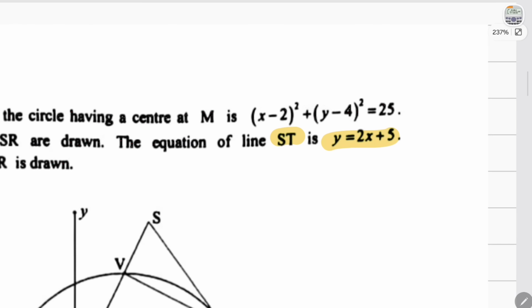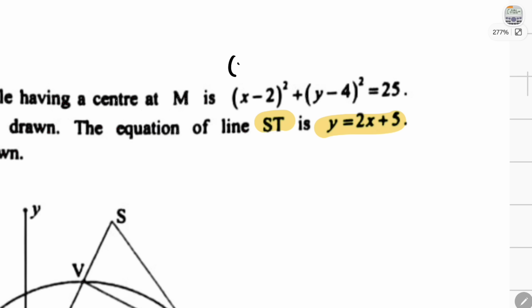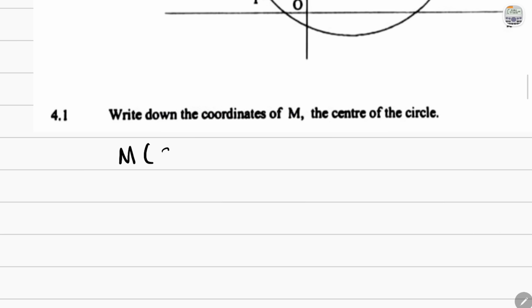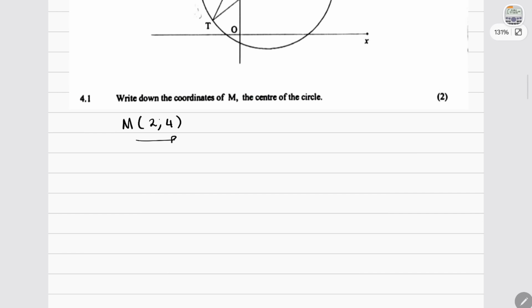Okay, so from the way the equation is, you can already see this is in the form of x minus a all squared, and then plus y minus b all squared. So you can see a and b, which stands for the x and y values of the center of your circle, that is just 2 and 4. So we can just tell them we know that M, the center, is simply 2 and 4, and that's our answer. Moving on to the next question.